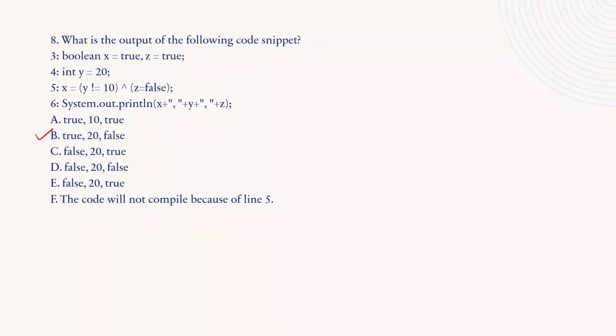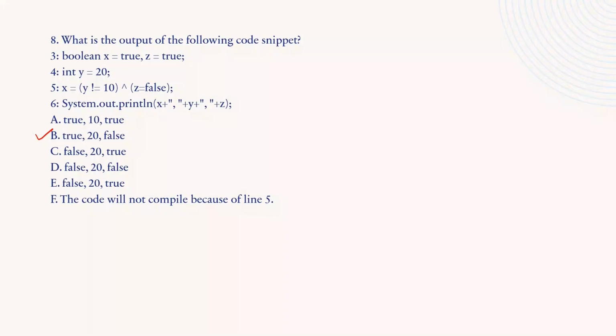That expression, z equals false, assigns the value false to z and returns false for the entire expression, because that's what it's doing, right? Since y does not equal 10, the left hand side returns true, therefore the exclusive OR of the entire operation assigned to x is true, right? So that is why here we can say that it is true, because it has been assigned to x.